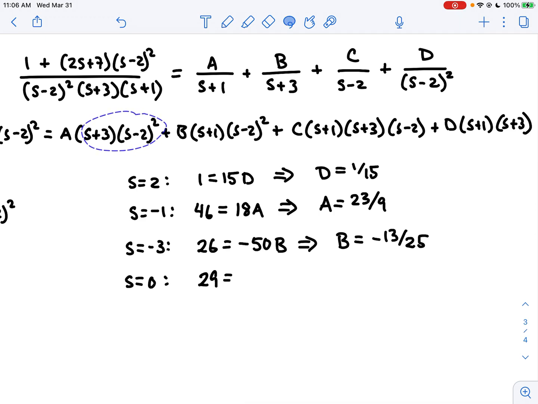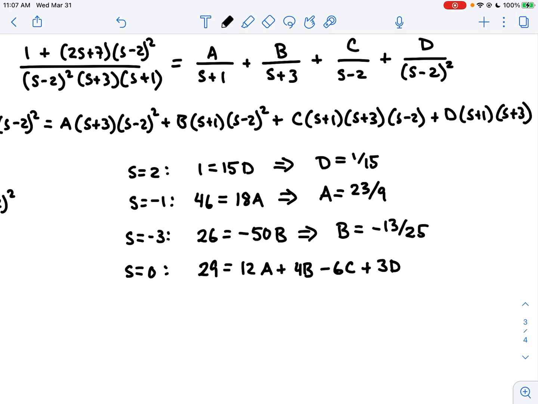Plug in 0. This will be 3 times 4, 12, so we have 12a. Plug in a 0 here next. We get 1 times 4, so we have 4b. Plug in a 0 here next. We're going to get a 1 times a 3. That's a 3 times negative 2 is negative 6, so negative 6c. And then finally, plug in a 0 here. That's just going to be a 3 times d.